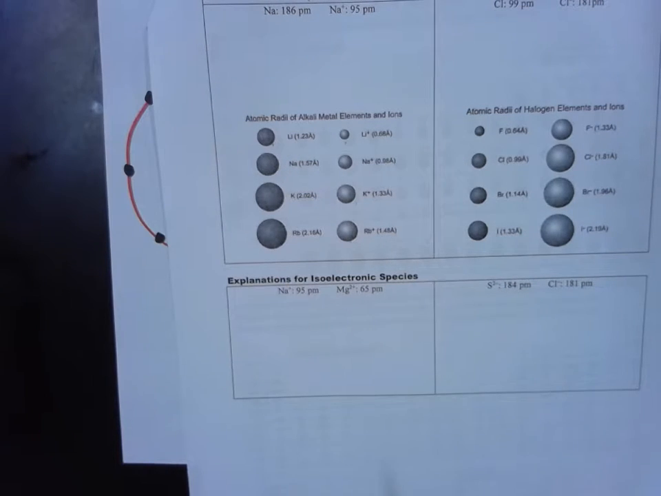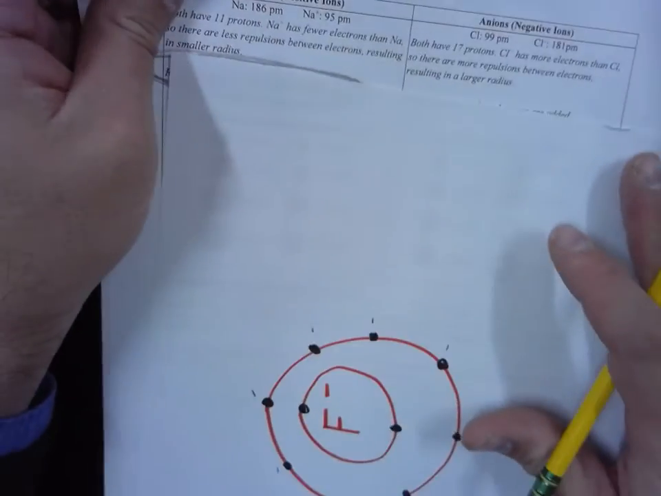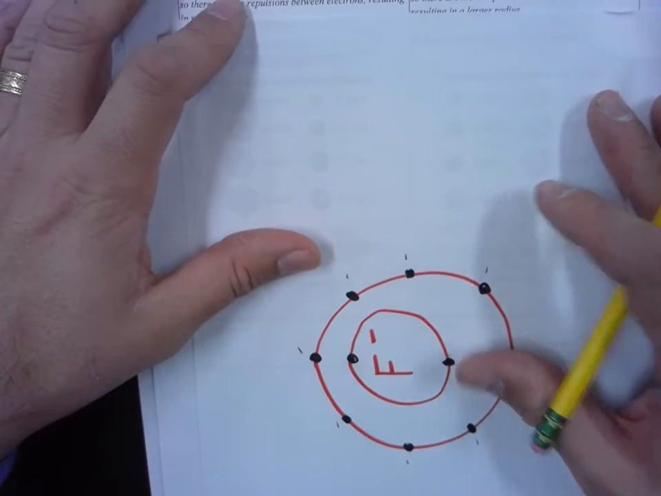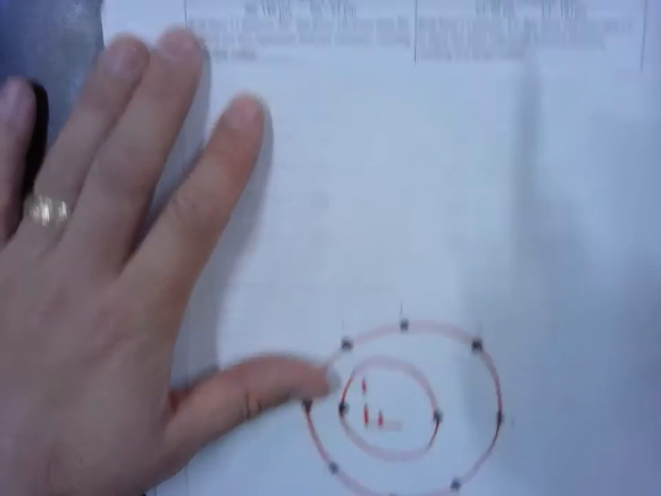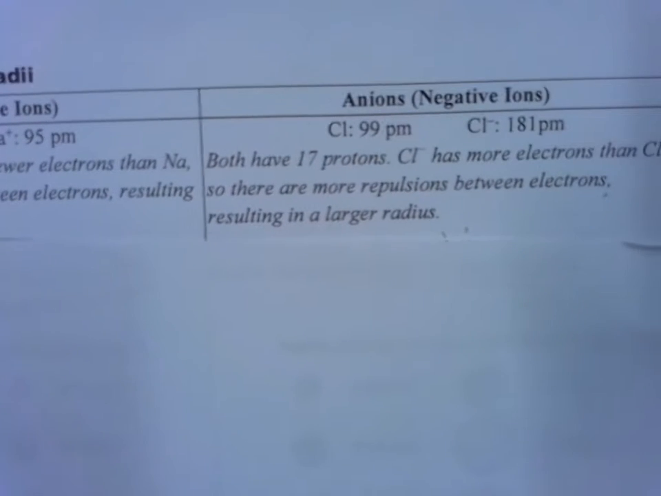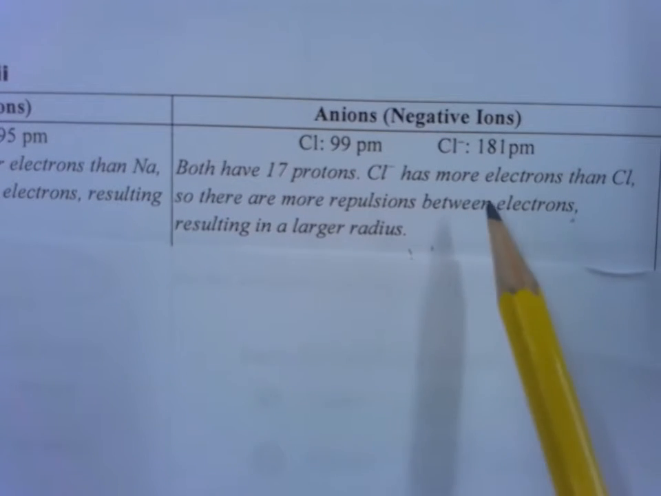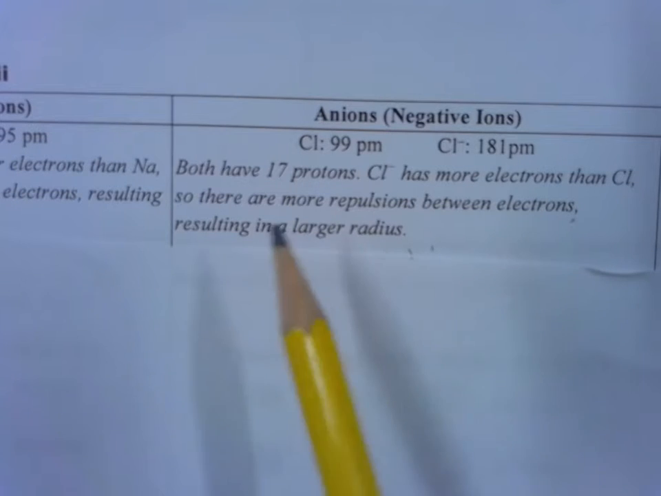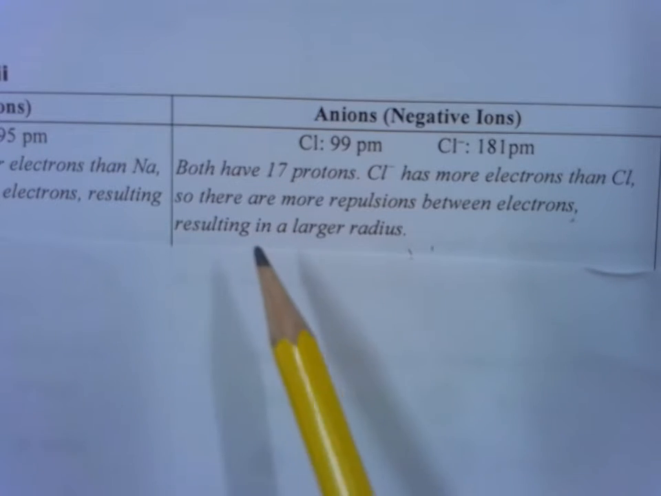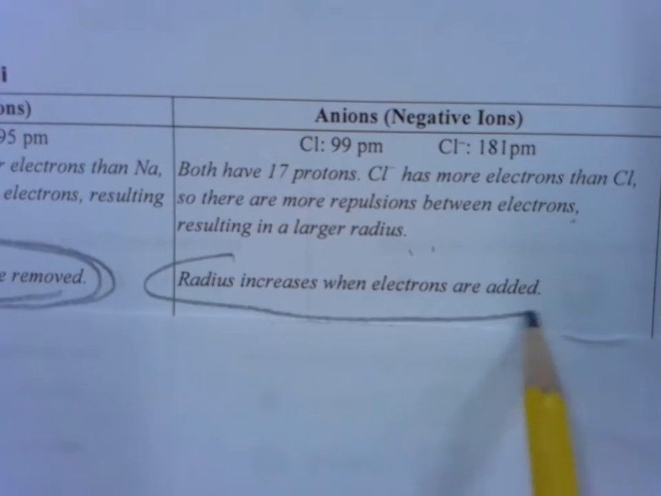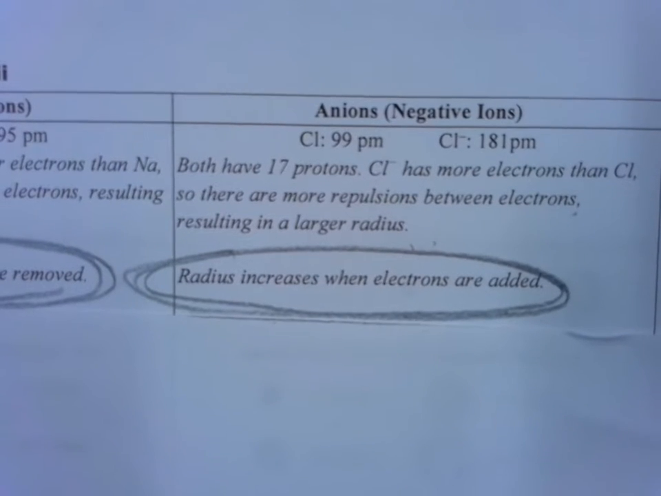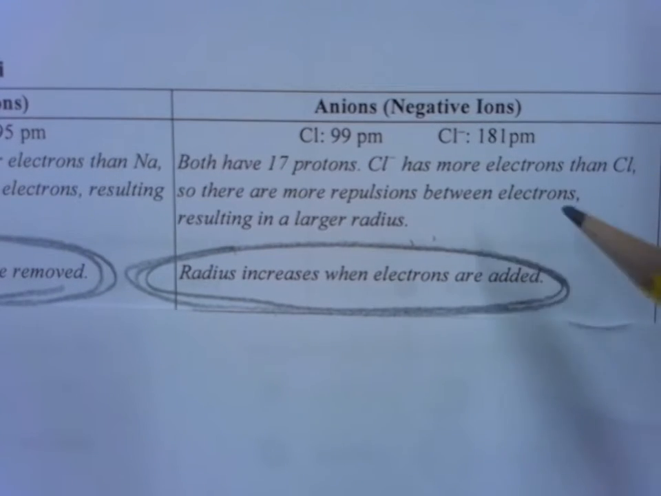So here's what we can say, something to the following effect. Both have 17 protons. Cl minus has more electrons than Cl, so there are more repulsions between electrons, resulting in a larger radius. The radius increases when electrons are added. You could just remember that. That's the trend, and that's the explanation. I would write them both down if I were you.